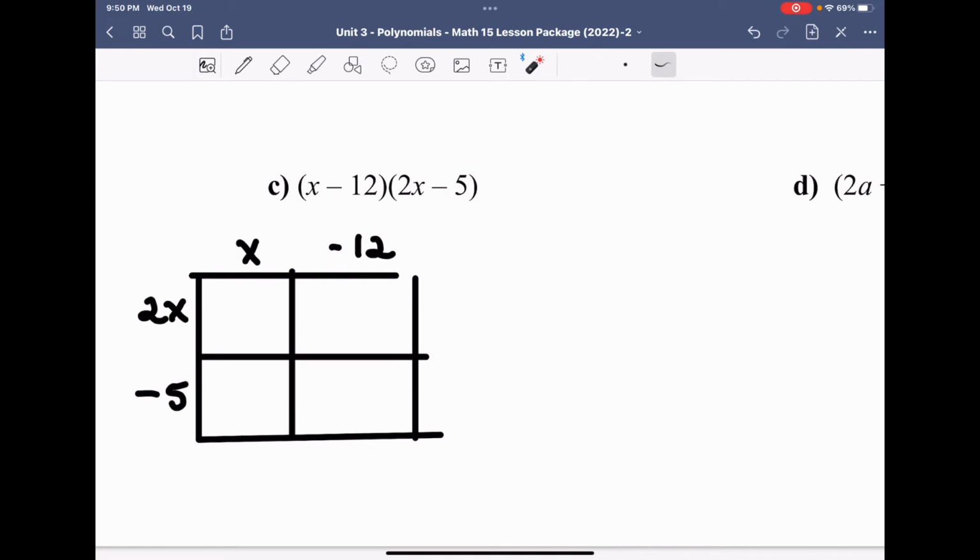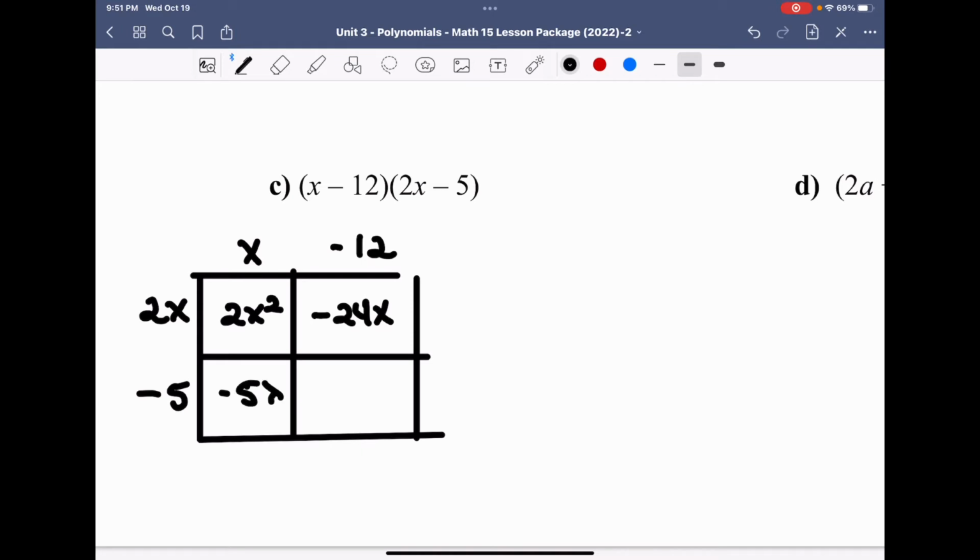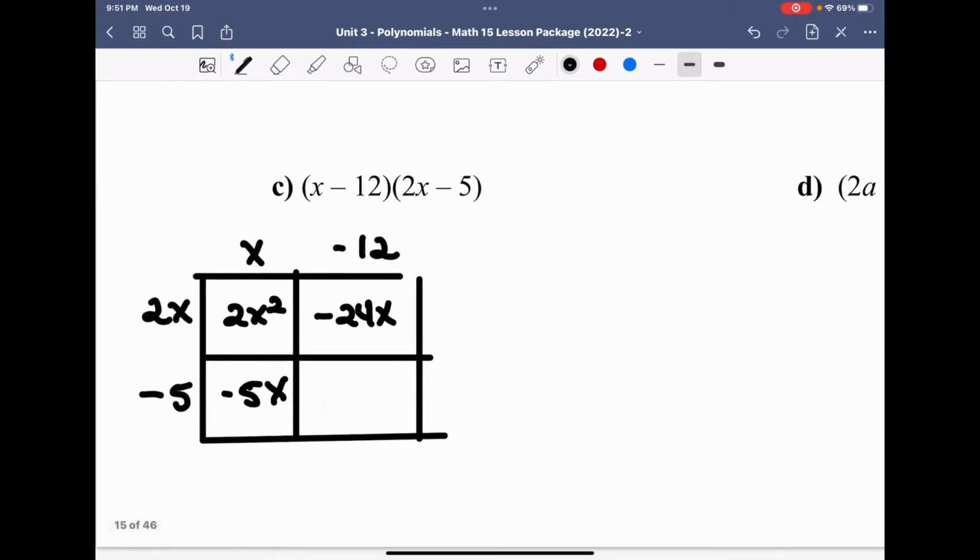All right, now we just need to multiply this through. If I want my first box here, I have to take 2x and multiply it to x. That gives me 2x squared. In my next one, I have to take negative 12 times 2x, which is equal to negative 24x. My next box down here is x times negative 5. That's equal to negative 5x. And then finally, to get my bottom right box here, I need to do negative 5 times negative 12. A negative times a negative is positive, and then 5 times 12 will give me 60.